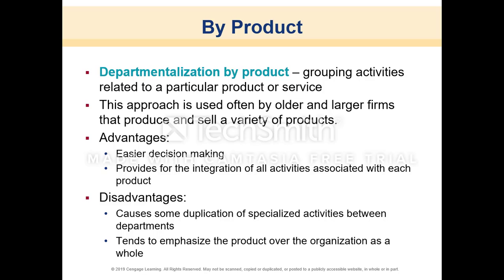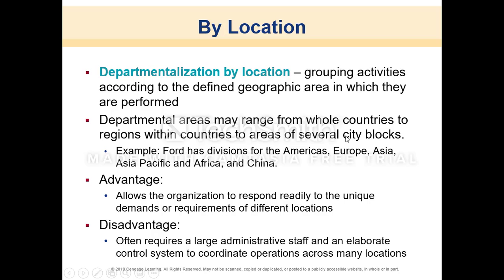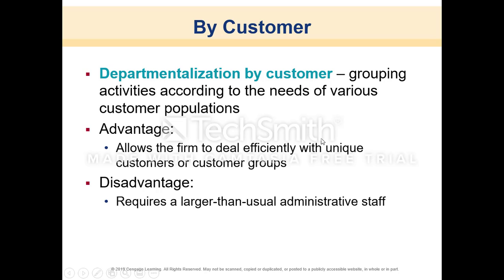combining the marketing, finance, all of those things together in one area or one department that surrounds a specific product. Or they can choose departmentalization by location, and that's usually the location of the customers. So there could be an American division, a European division, something along those lines. Or they could choose departmentalization by customer. So there could be a consumer department and a business department.